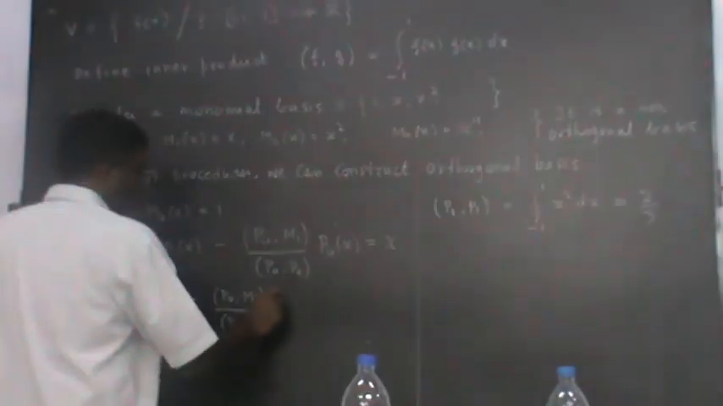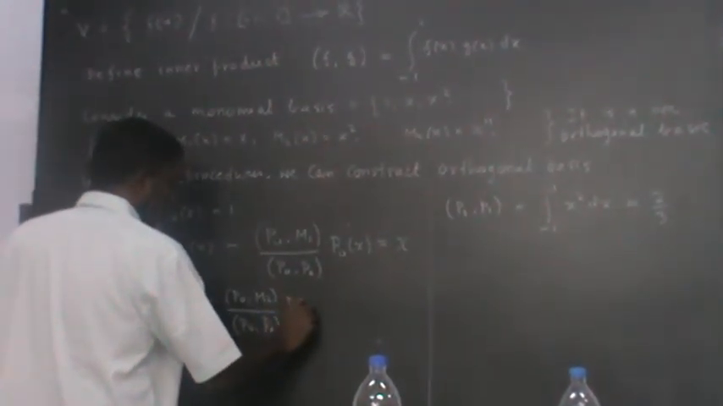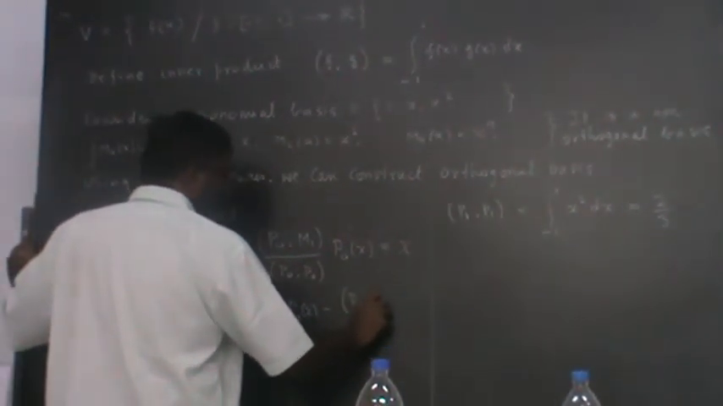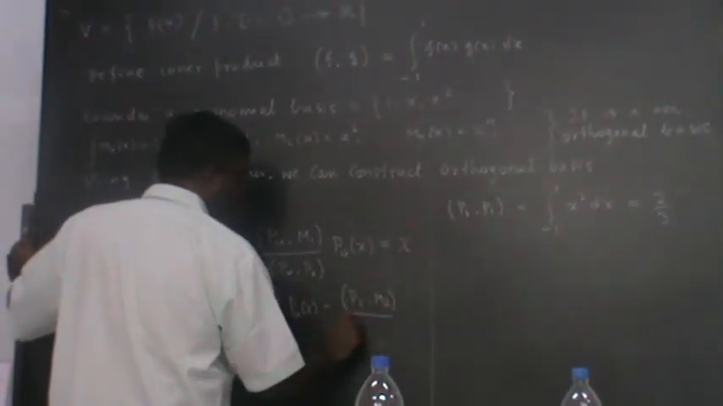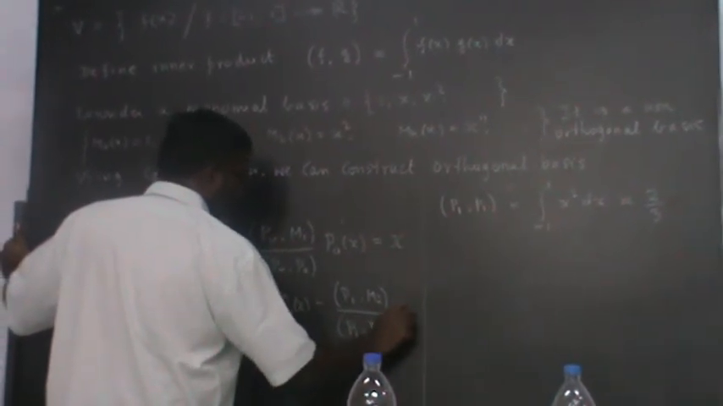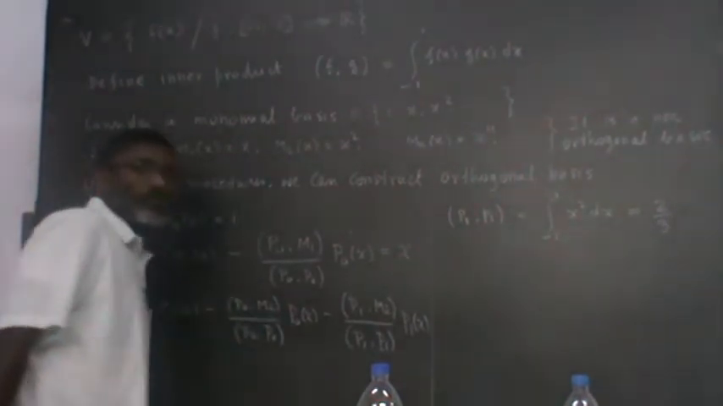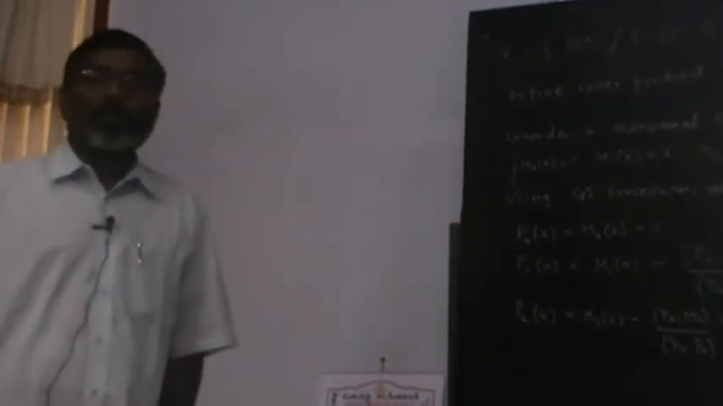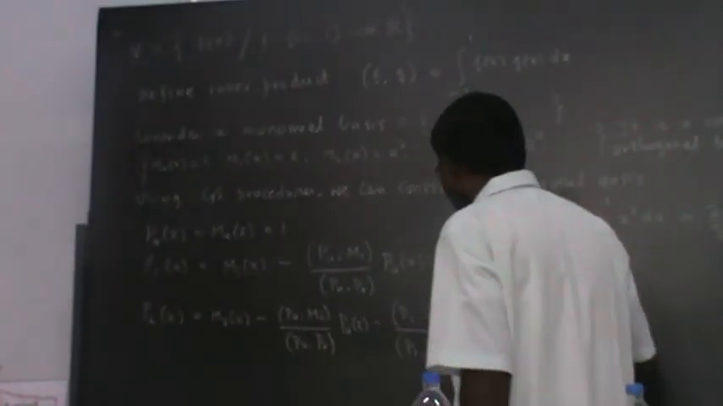So this into P0 of x, minus P1, M2 by P1, P1 into P1 of x. Correct? Okay. Now you can ask what is this P0, M2?